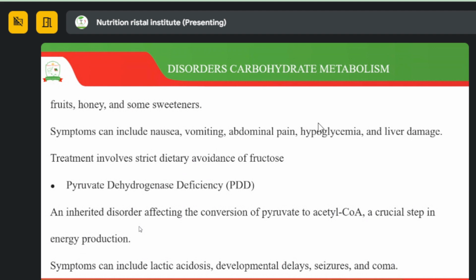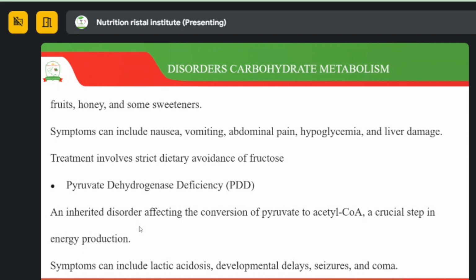Now the symptoms can include lactic acidosis, meaning lactate accumulates in your body and everything becomes acidic. Developmental delays, meaning mental and physical milestones are delayed. And then we have seizures. Someone starts to faint and just faints and then gets better with time.